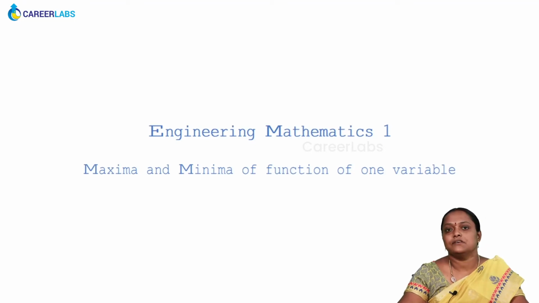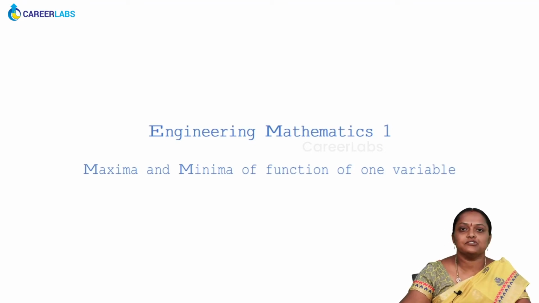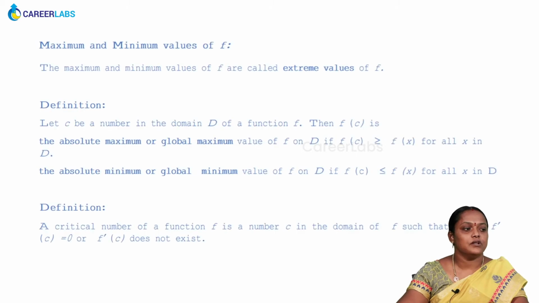Topic number 5 is maxima and minima of functions of one variable. Okay. So, now the maxima and minima of f are called extreme values of f. So, now let us define what is absolute maximum or global maximum and absolute minimum or global minimum.